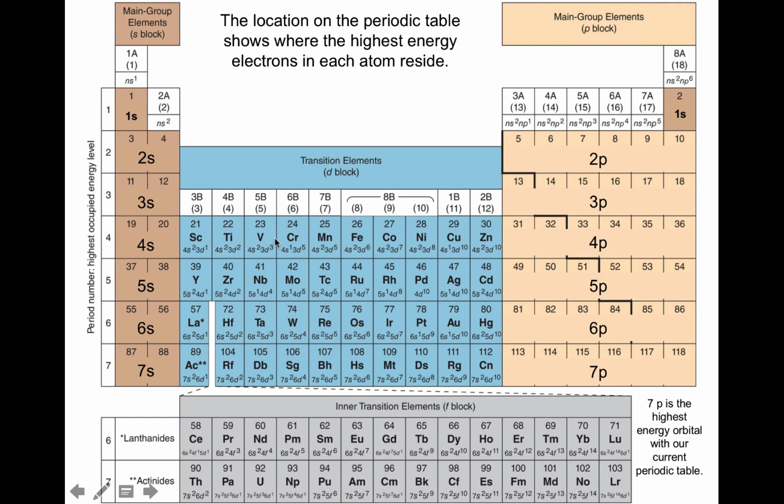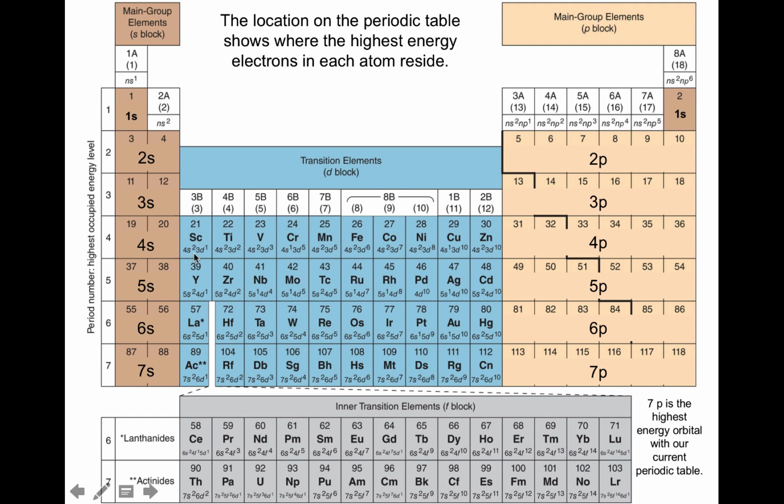Next, we're going to go to the d block. There are the transition elements. Of course, they're going to ruin the pattern that you think you've picked up on. The lowest possible energy d block is the 3d block, and the 3d block appears in period 4. So you have to remember to subtract 1 from the period number. It goes from 4s to 3d, and then it goes to 4p. And that's the correct order of energy.